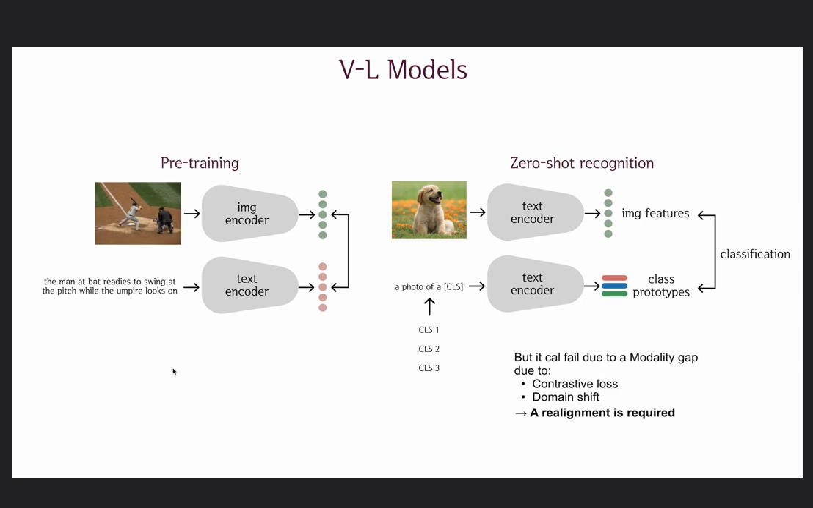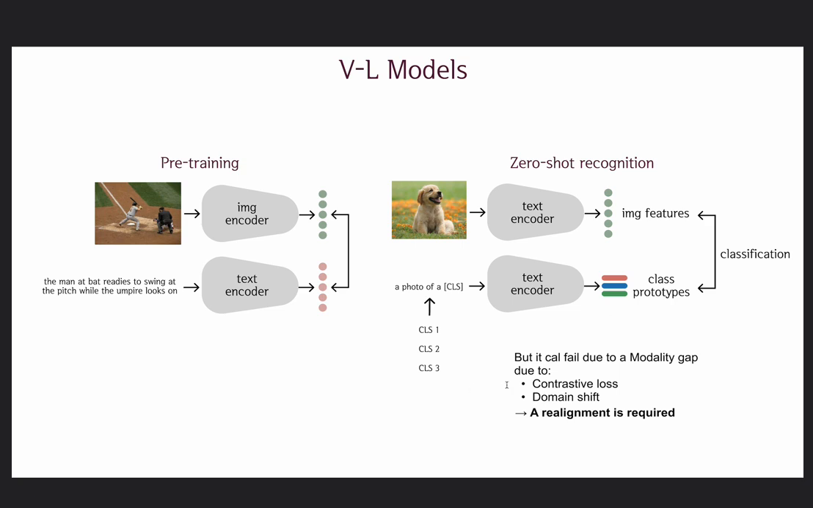With visual language models, we first pre-train them so that we align the text and image modalities so that an image and its description have similar features in both the text and image spaces. After pre-training, one of the possible use cases is zero-shot recognition, where we can classify an image into one of the set of predefined classes by first encoding the classes with some prompt using the text encoder, so we get class prototypes, and then we classify the image into one of the classes by finding the prototype closest to the image features.